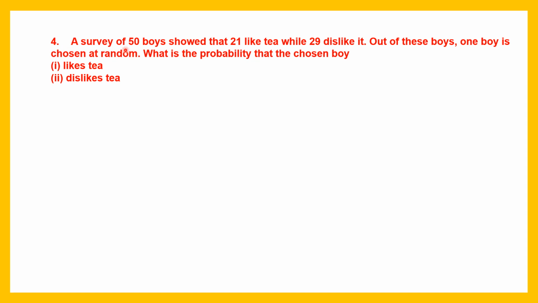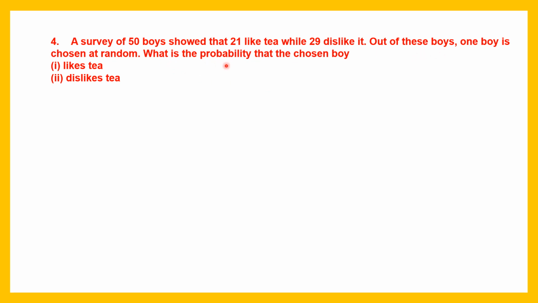Question 4. A survey of 50 boys showed that 21 like tea while 29 dislike it. Out of these boys, one boy is chosen at random. What is the probability that the chosen boy likes tea or dislikes tea? Okay, so we're going to do this. That means someone went around and spoke to 50 boys and found out that 21 of them like tea and 29 don't like it. Now, out of these 50 boys, suppose you just pick one boy.